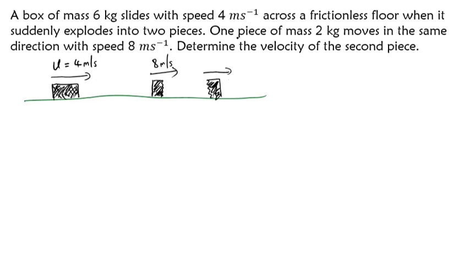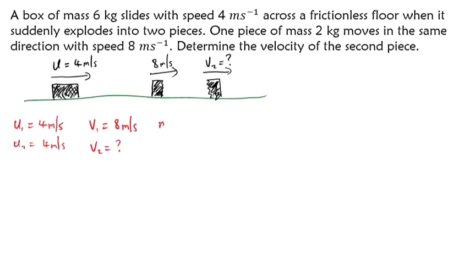One piece of 2 kg moves in the same direction with a speed of 8 meters per second, and we need to determine the velocity of the second piece. So the other one moves with a velocity we'll call V2. We don't know what this is. To break down what we have, the speed 1 being 4 is the initial. But remember, this is the same as the initial speed of both pieces because they were just one object. So these two speeds will be the same. V1, the final speed for 1, is the 8 meters per second that we have. V2 is what we're looking for.